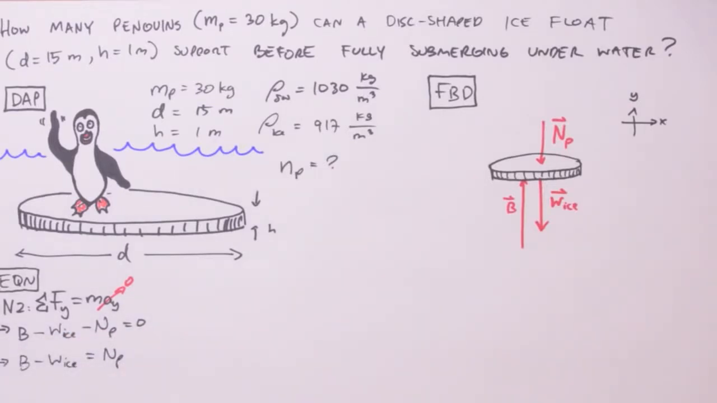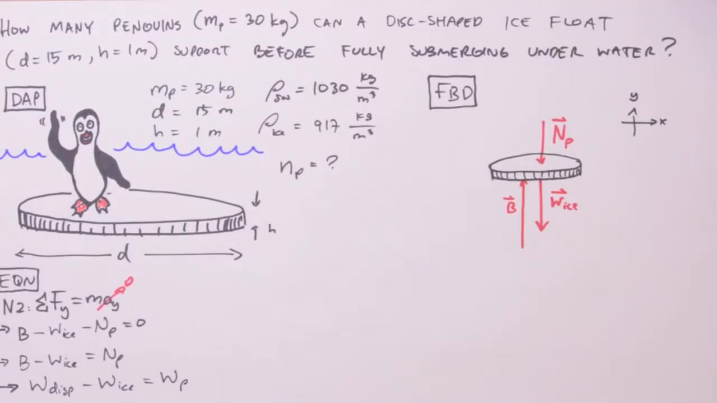Next, we'll apply Archimedes' Principle, and Archimedes' Principle states that for a fully or partially submerged object, the buoyant force on that object is equal to the weight of the displaced fluid. So for B, we're going to write W displaced minus the weight of the ice is equal to, and instead of the normal force due to the penguins, I'm actually going to write the weight of the penguins.